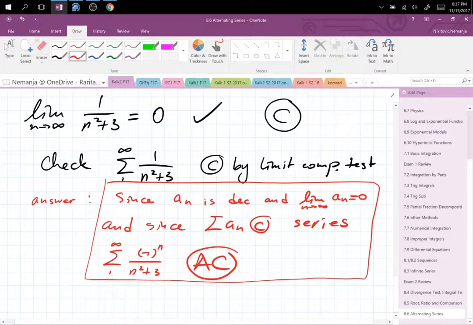So we only look at an. If it's decreasing and the limit is 0, you hop on a convergence branch. And then you consider summation of that an by using one of the 9 tests. Maybe integral, maybe p-series, maybe telescoping, maybe whatever. This one was limit. And you have your absolutely convergent.